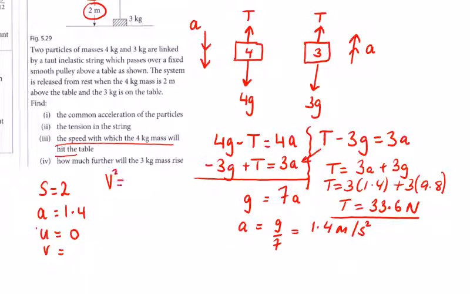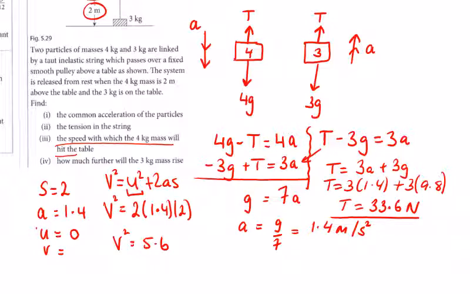So we can definitely use v squared is equal to u squared plus 2as. So we're looking for v. It started from rest, so I've got a 0. So v squared is equal to twice my acceleration by the distance it has to travel. So v squared is 4 by 1.4, which is 5.6, and the square root of 5.6 is 2.366, so 2.37 meters per second for the speed that the 4 kg will hit the table.